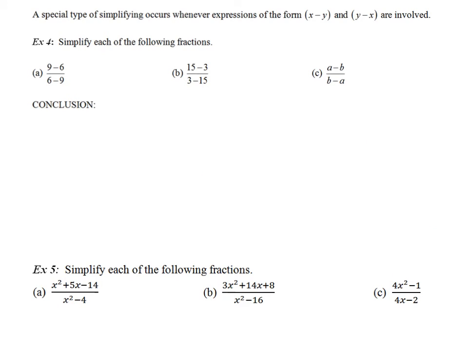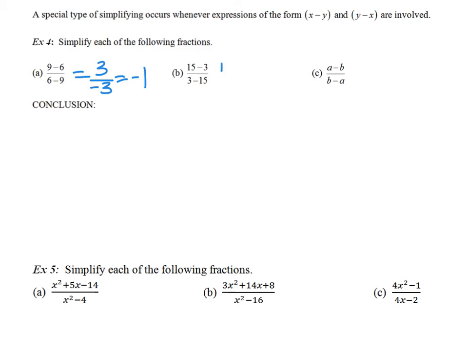There's a special type of simplifying that occurs whenever we have expressions in the numerator and the denominator that are in the form of x minus y and y minus x. Let's try some easier examples first and see how this is going to work out. So if I've got 9 minus 6 in the numerator, 9 minus 6 is of course equal to 3. In the denominator, I've got 6 minus 9, that's equal to negative 3. So 3 divided by negative 3 is negative 1.